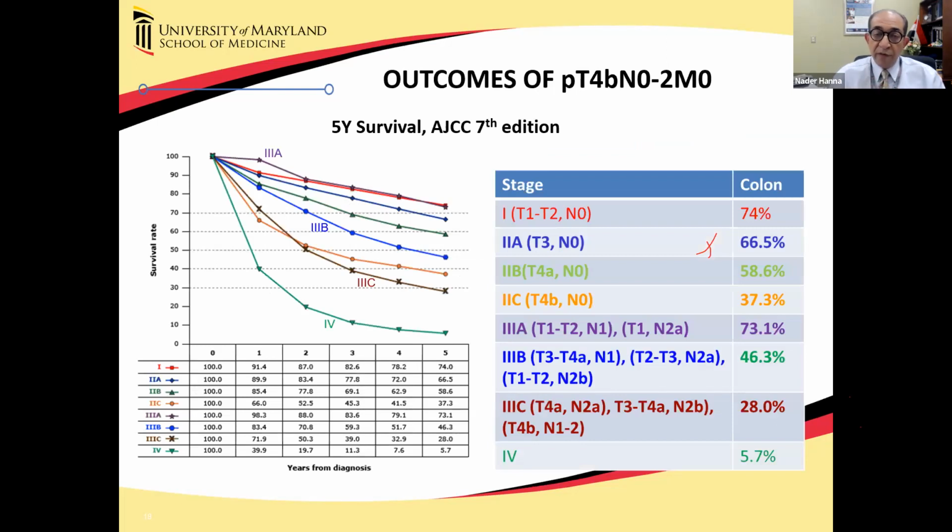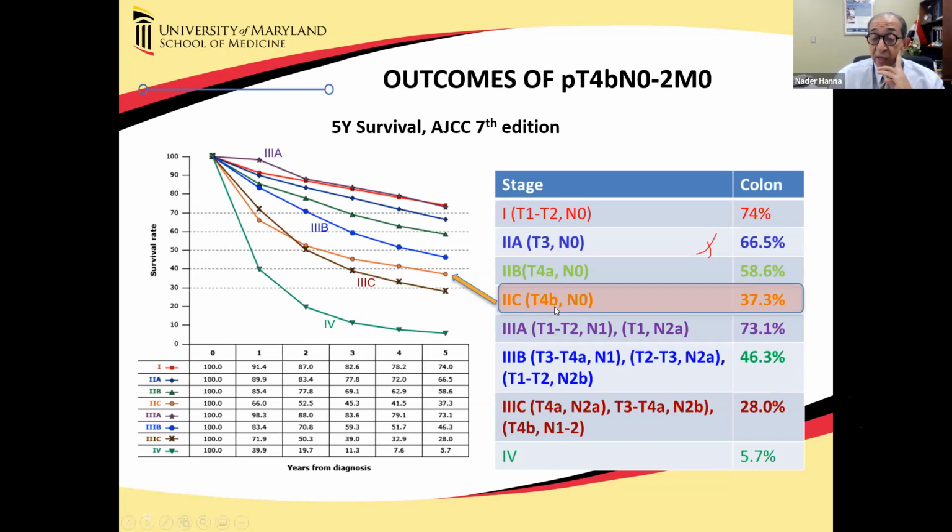Why is this important? If you look at the survival data, the outcomes of T4 lesions, T4 lesions have poor prognosis in general. But if you look at some of the discrepancies, look at T4B N0, which is stage 2C for colon cancer. Again, we're only talking about colon cancer. They actually have a 5-year survival worse than, see that, 37%, than stage 3A, which is T1, T2.